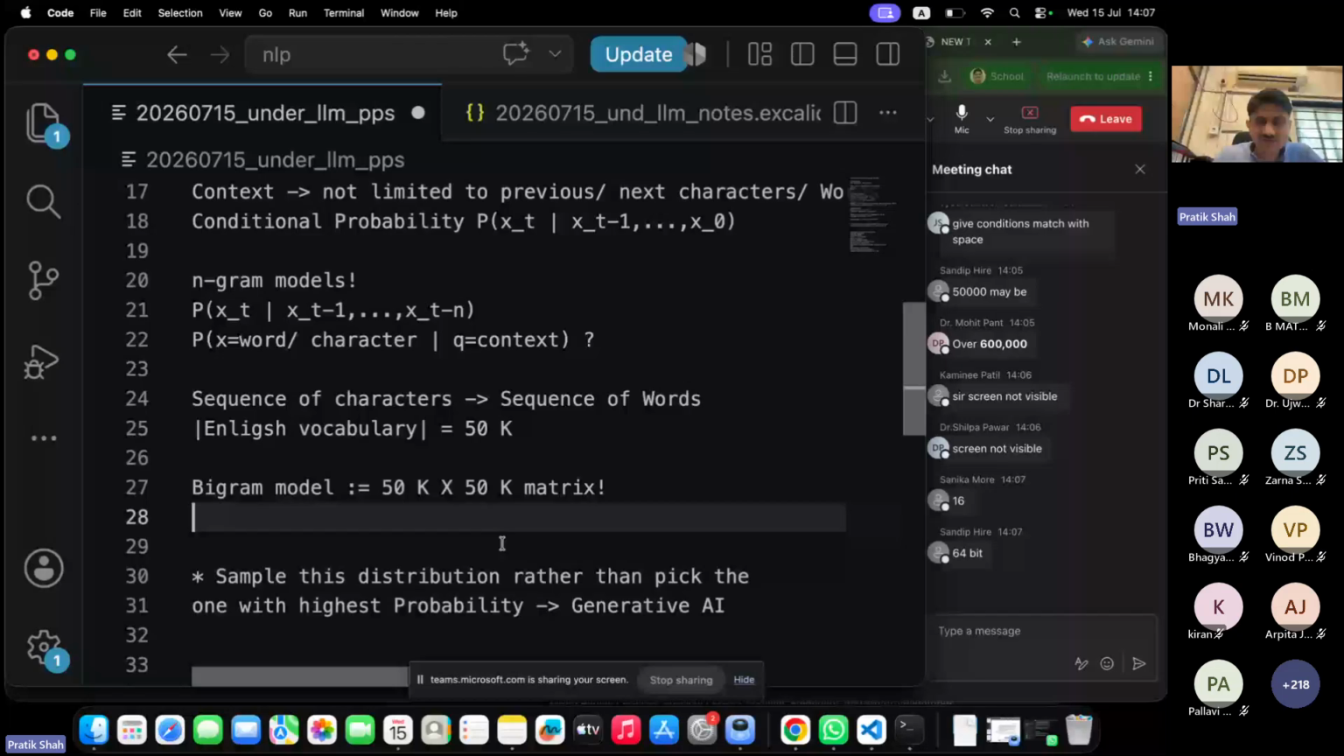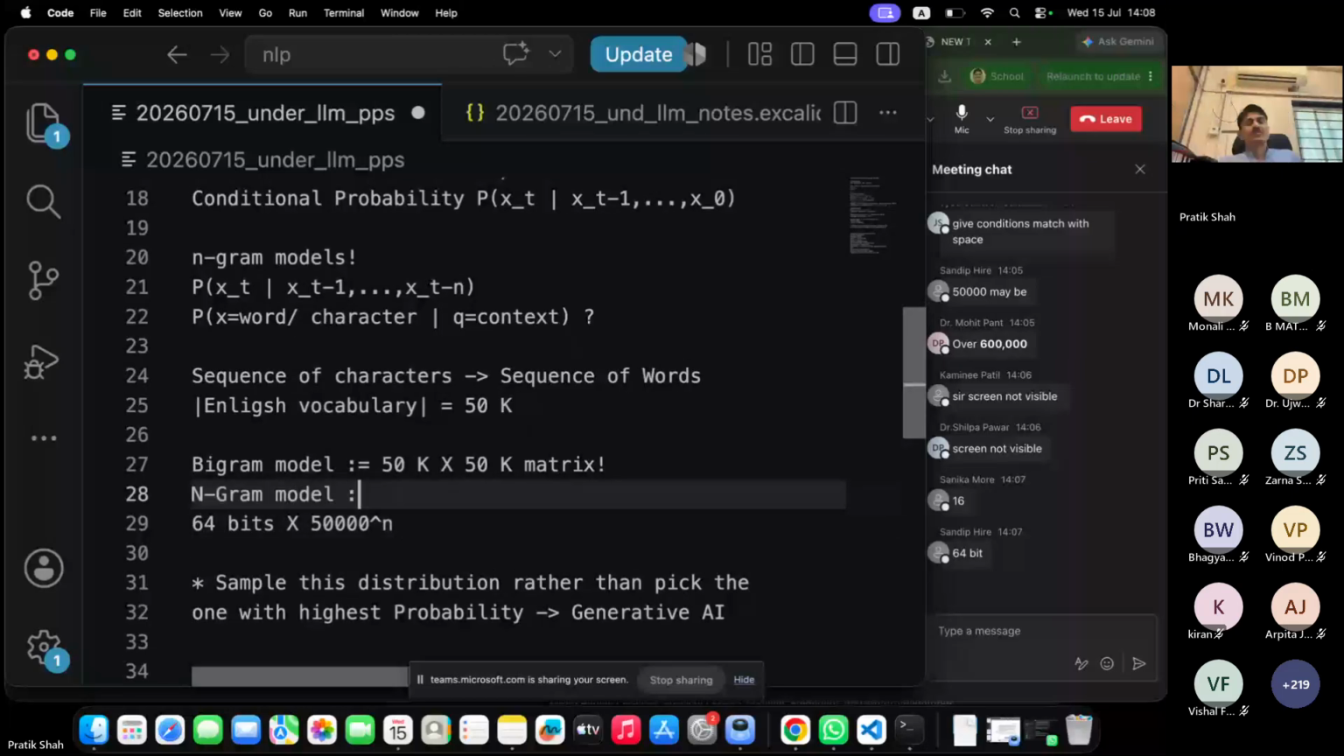So essentially the size of this would be 64 bits multiplied by 50,000 multiplied by 50,000. This is the size of your bigram model. What if it is trigram? Another 50,000 gets multiplied to it. Correct. So essentially an n-gram model has a space requirement of this many bits. Now this is pretty large. This is too large and difficult to handle.